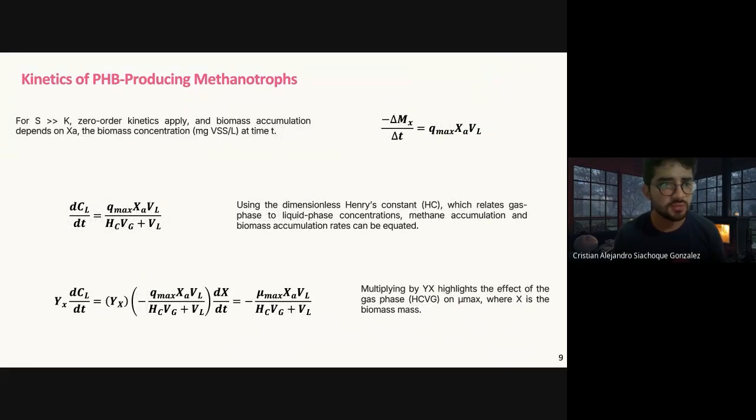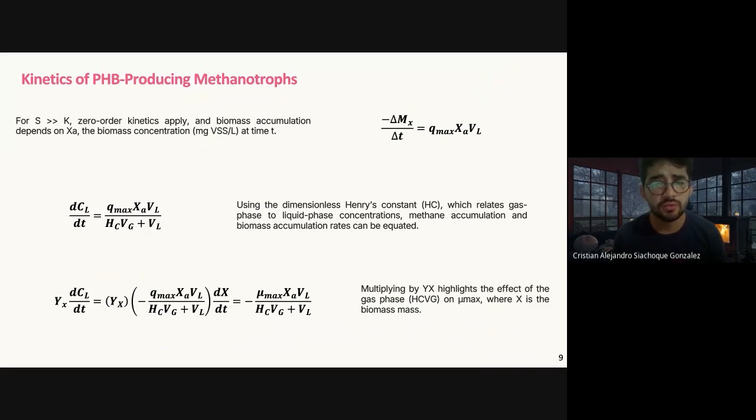Now on this page, the first equation is the mass rate of biomass accumulation. But when this is much bigger than K, zero order kinetics apply, and the mass rate of biomass accumulation is this equation. The second equation is the accumulation, the mass rate of biomass.